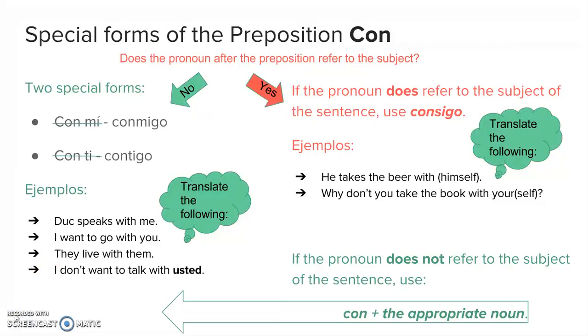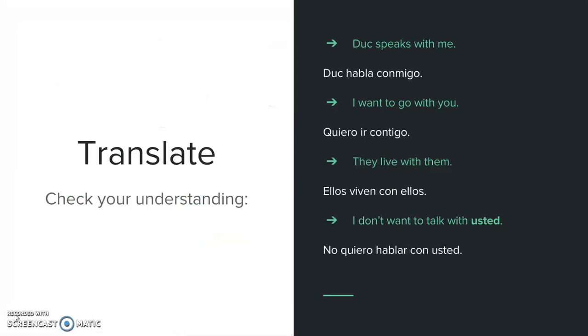Okay, so let's check your answers. All right, Duke speaks with me. Duke habla conmigo. I want to go with you. Quiero ir contigo. If you have yo quiero ir contigo, that's also okay. They live with them. Ellos viven con ellos. And last one, I don't want to talk with usted. No quiero hablar con usted.